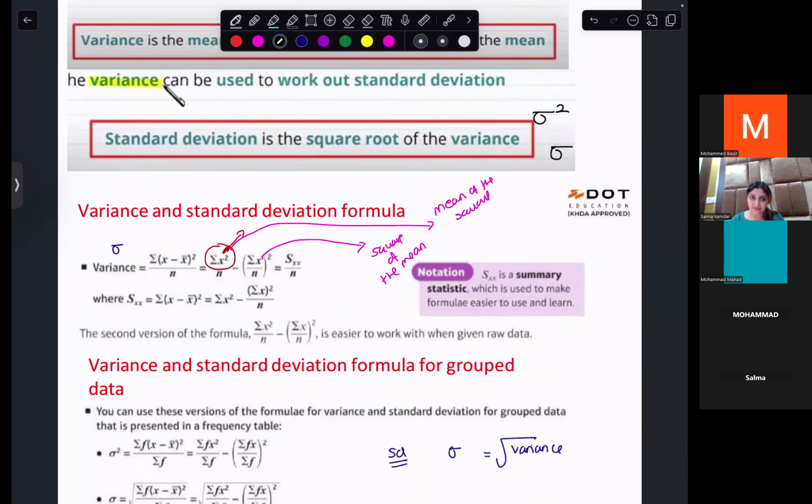I hope you are with me. The formula for variance will be given in your formula sheet. So mean of the square minus the square of the mean. This is the mean of the square, and this is the square of the mean.